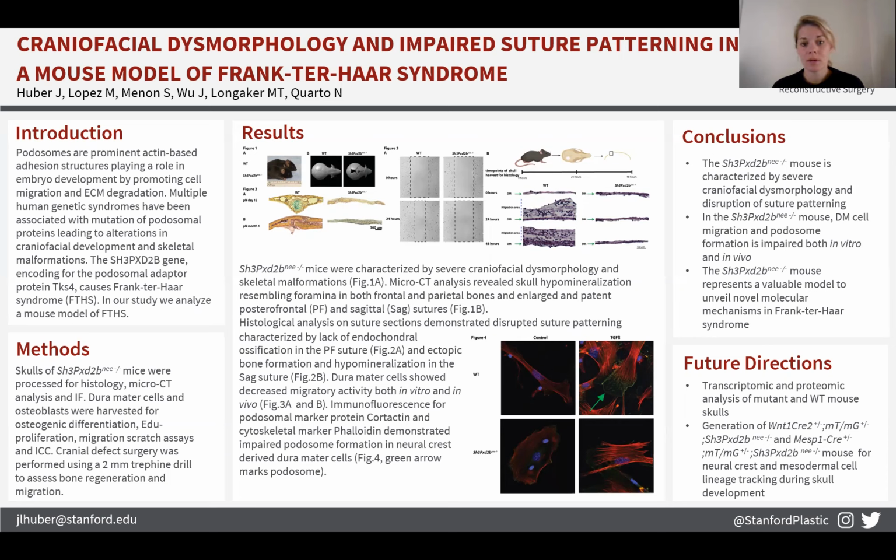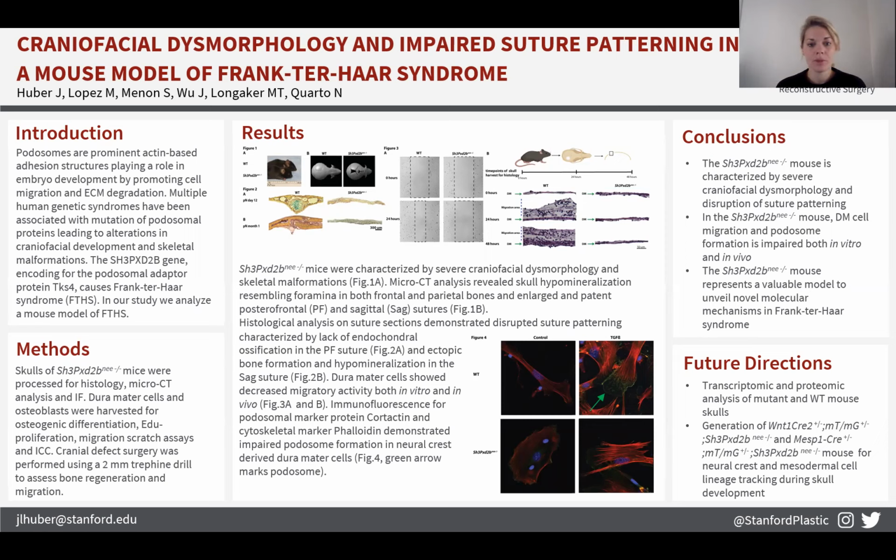Figure 1b shows micro-CT analysis of skulls of wild-type and mutant mice on postnatal day 30. We can see that in the mutant mouse, there's hypermineralization both in the frontal and the parietal bone, almost resembling foramina. Both the posterior frontal and the sagittal suture are enlarged and patterned.